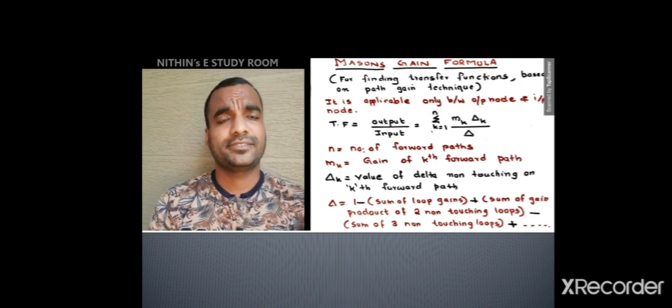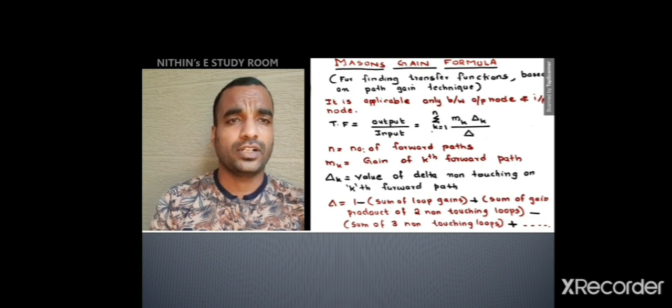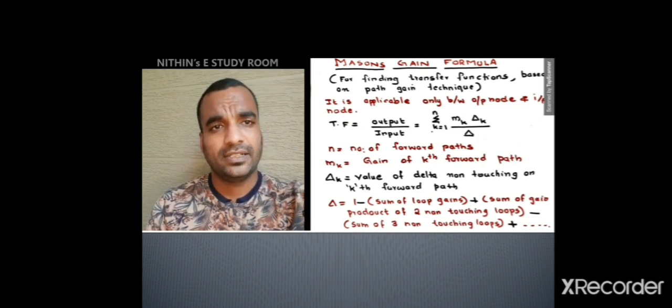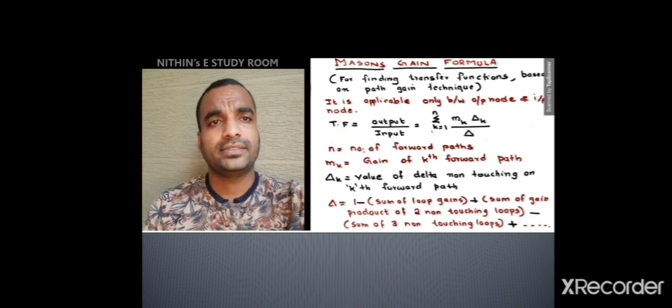So normally in Mason's gain formula, I am writing k is equal to the number of forward paths. So you have to take k as the number of forward paths. Please correct this. Instead of n, here you have to write k. K is equal to the number of forward paths.